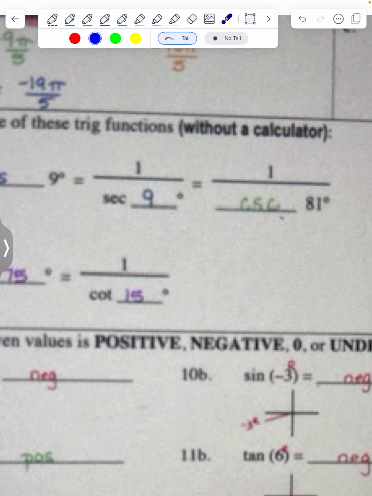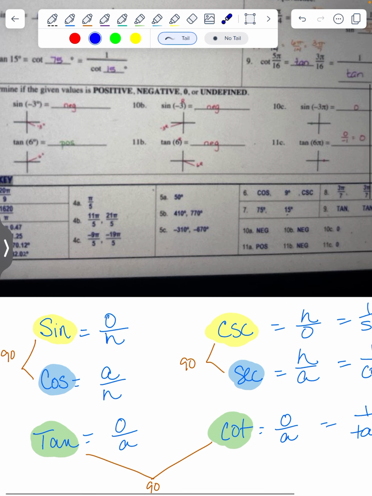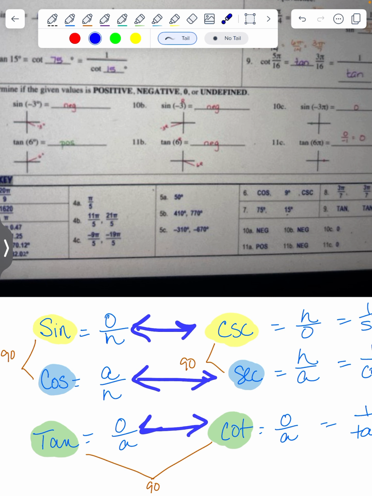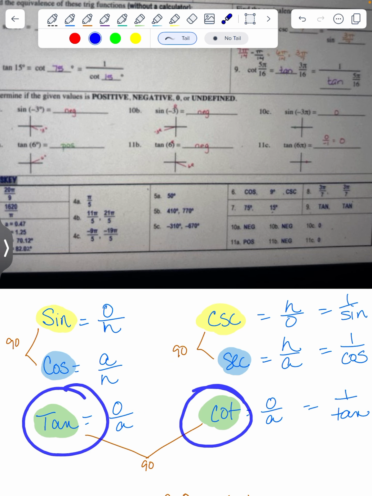And then, of course, cosecant and secant are BFFs. They make 90. So that's where we're getting those two numbers. So you kind of have to memorize who's friends with who, right? I call these the reciprocal friends, and then the BFFs that make 90. Those make 90, they make 90, and then these two make 90.